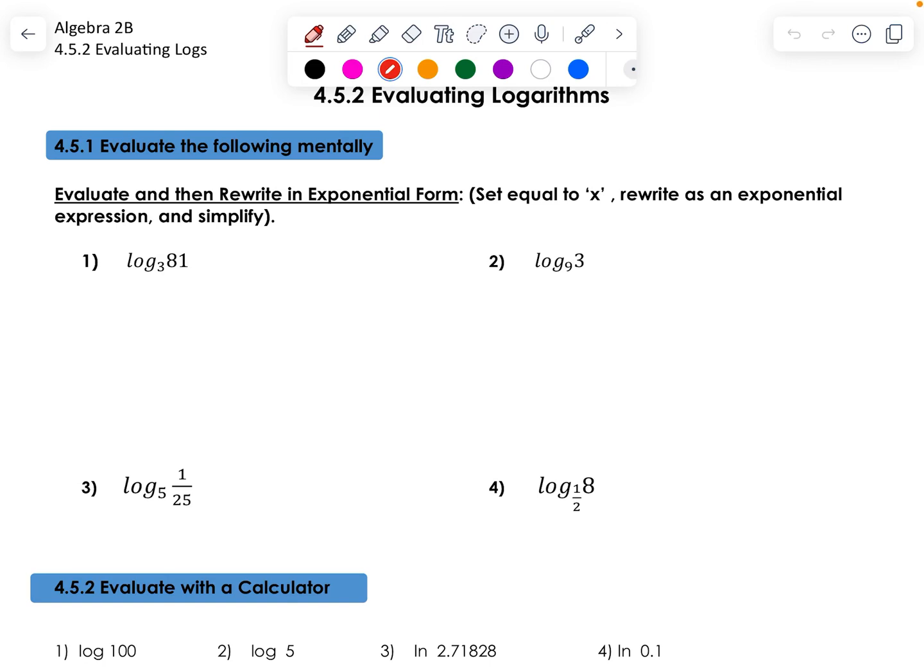Algebra 2, Unit 4, Lesson 5.2. Today we will be evaluating logarithms.